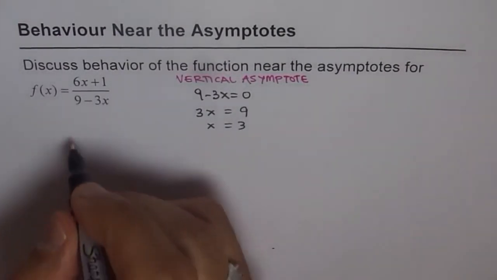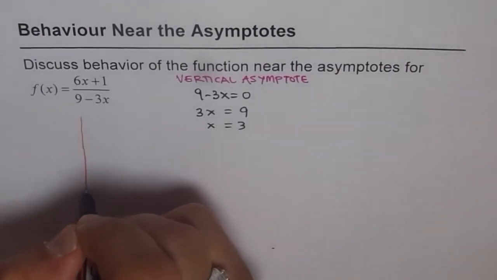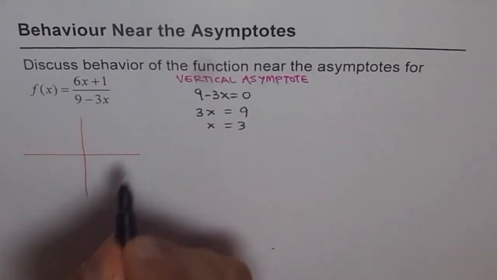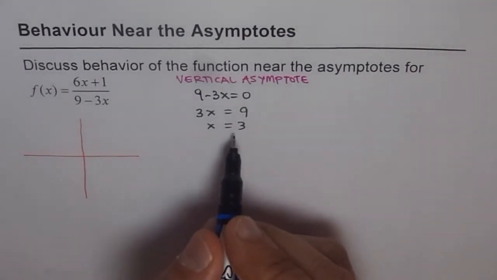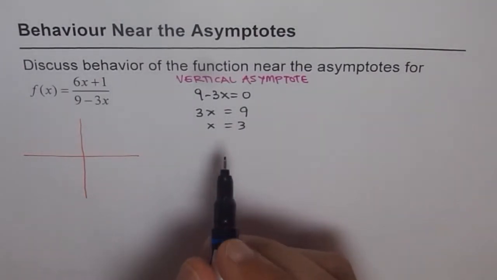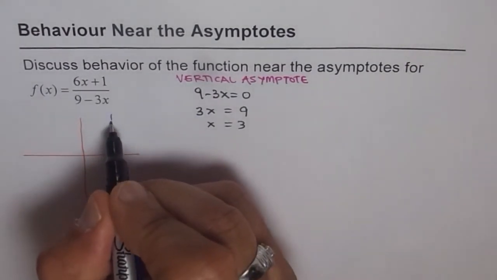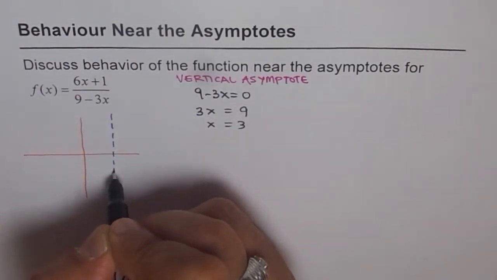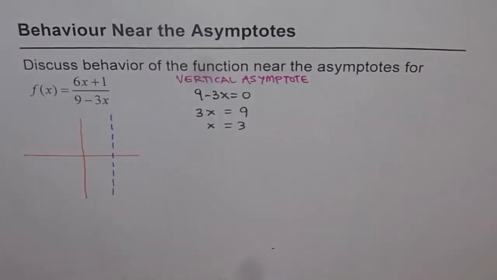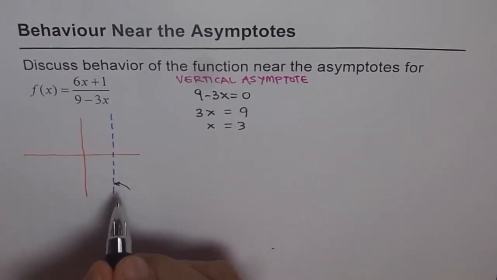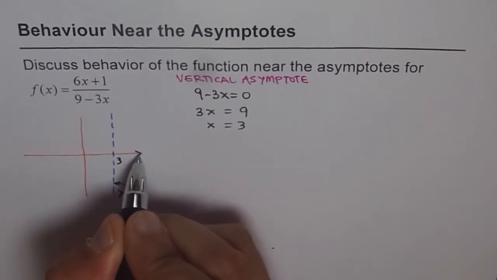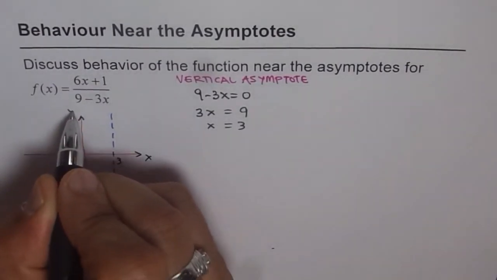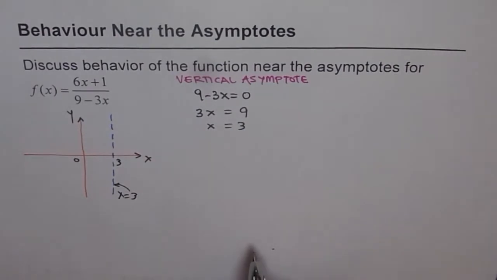Let me just sketch this out for you. So I'll sketch it here and then we'll discuss. What we see here is that at x equals 3, we have a vertical asymptote. So let me draw a vertical line here representing the vertical asymptote for x equals 3. So this is x equals 3, right? This point is 3 for us, that is the x-axis. This is the y-axis, and that's the origin.